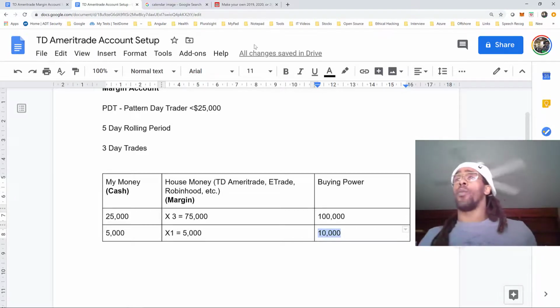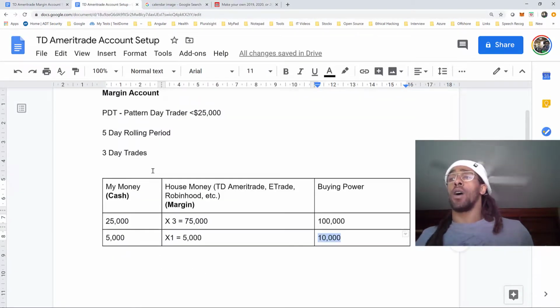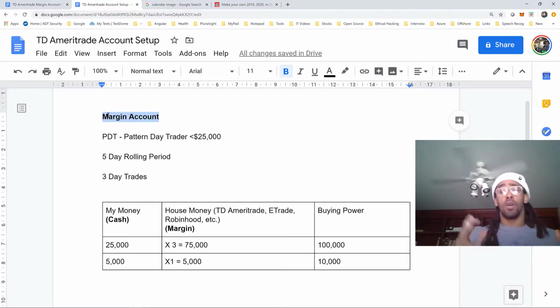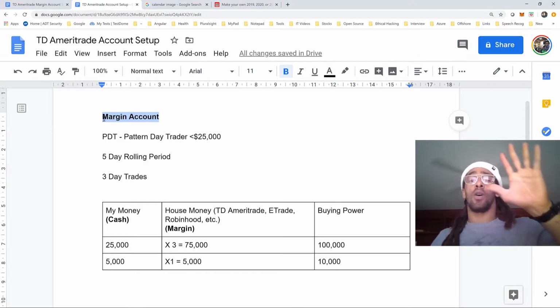So again, guys, we talked about how to get your TD account set up. We talked about the differences between a margin account and a cash account and why we need both. And I hope that you guys go ahead and knock this out. And I hope it helps. And you all have a great day.